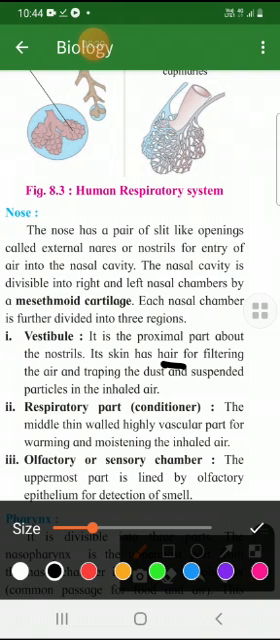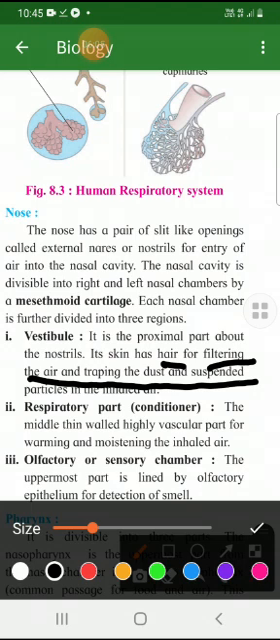Now what is the purpose of this hair? It is to filter the air and trap the dust and suspended particles in the air that we are breathing in. If there is soil, dust, unwanted things in the air we breathe, they will be trapped and stopped. So hair is acting like a curtain. It is not allowing the unnecessary things, only allowing the filtered air. It's a kind of filter. So the vestibule has hairs. Second part is the respiratory part.